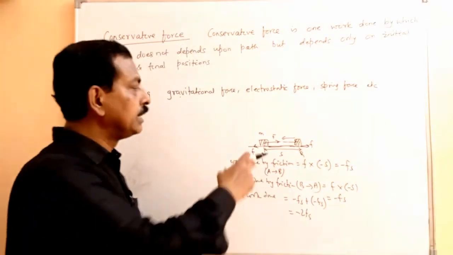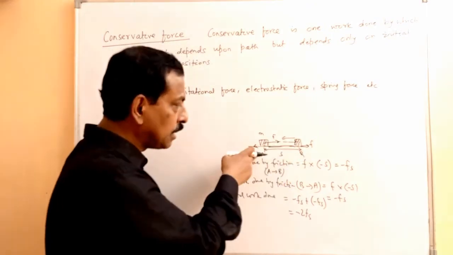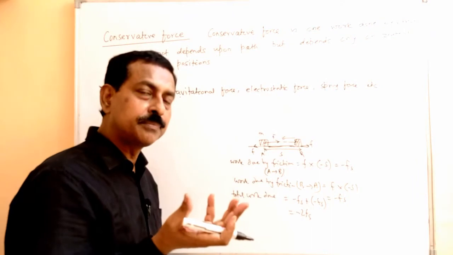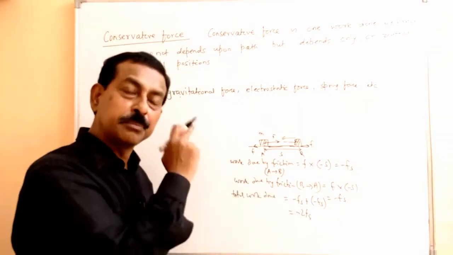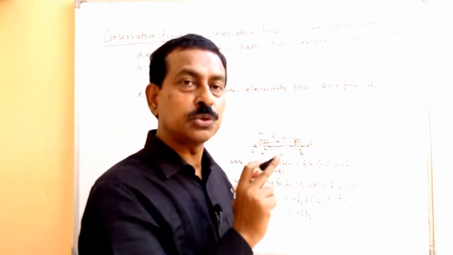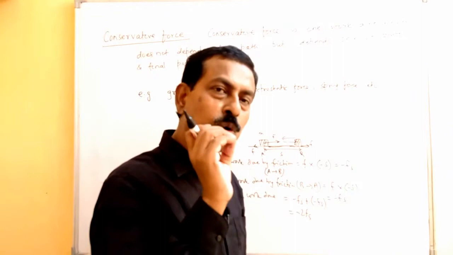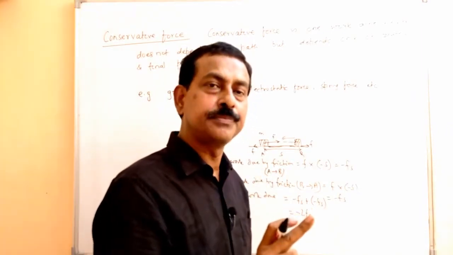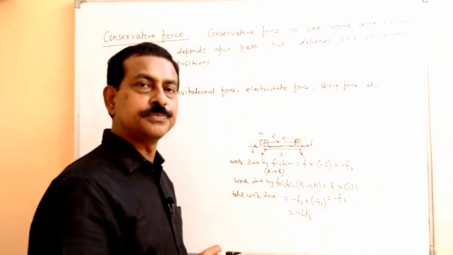Now you can see it has started from point A, has gone to B and has come back to A. That means it is a closed path. But the work done is not 0. In the previous case, we found the work done to be 0. This is because the total work done in a closed path will be 0 only for a conservative force. This friction is a non-conservative force.